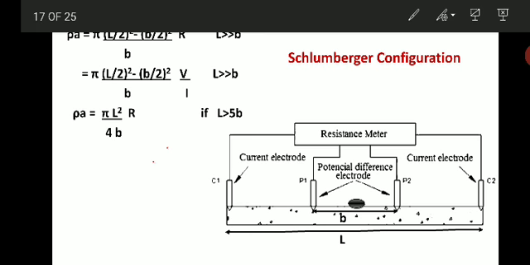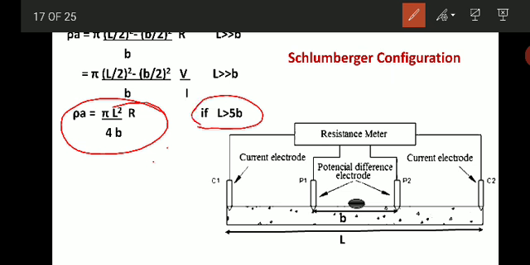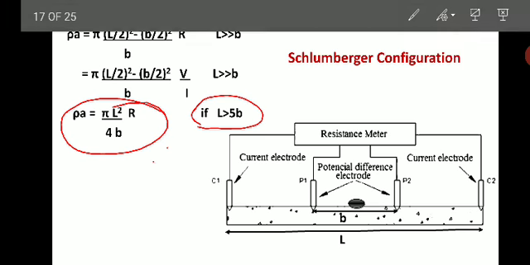Then again you can write the same formula with R replaced by V by I. And if L is greater than 5 b, then you can directly calculate by this formula: rho A is equal to pi L square by 4b into R. This formula is used if L is much greater than b. So this is how the electrical resistivity method works.